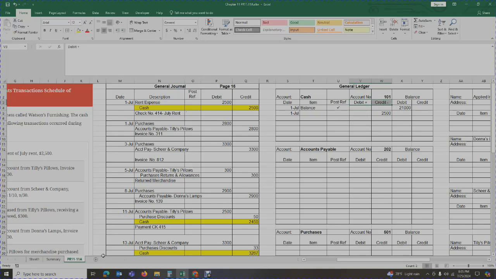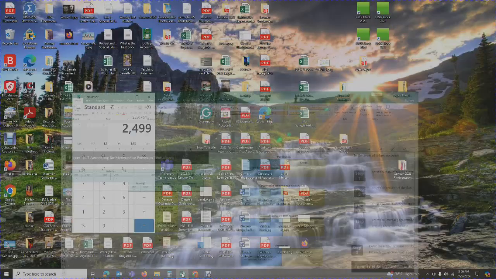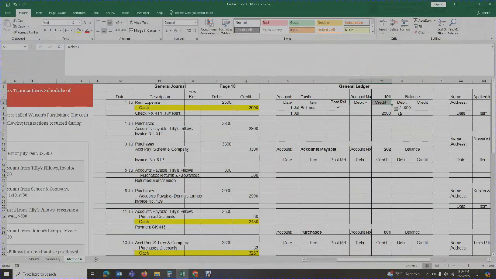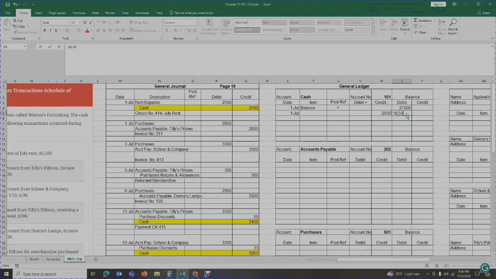And am I just guessing? No, I am not. You go here to your figure 11-7 and you'll find it here. A debit increases and a credit decreases for assets. We're looking at the assets right now. So let's continue. Because it's a credit, I am going to subtract. So I am going to get my beginning balance of $21,000 and I'm going to subtract $2,500. So my updated balance is still a debit of $18,500. So that happened on July the 1st.